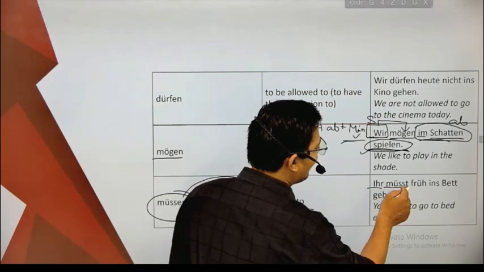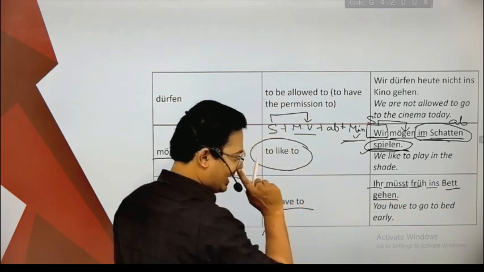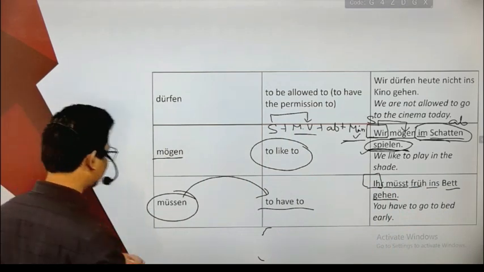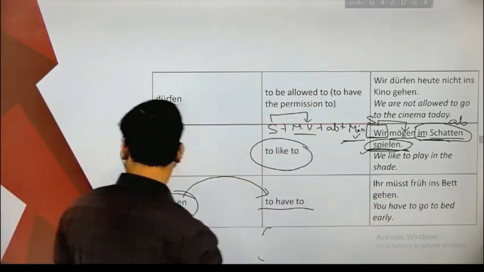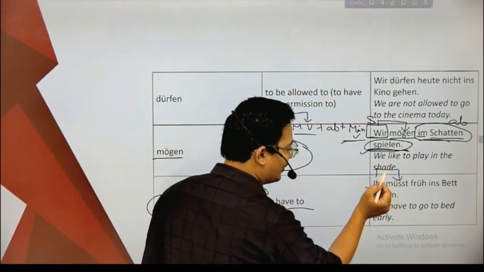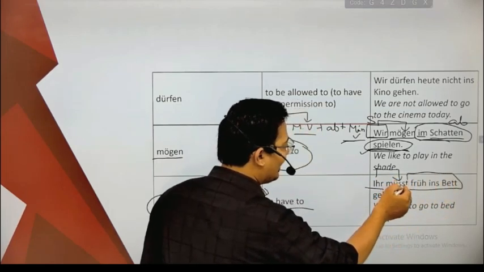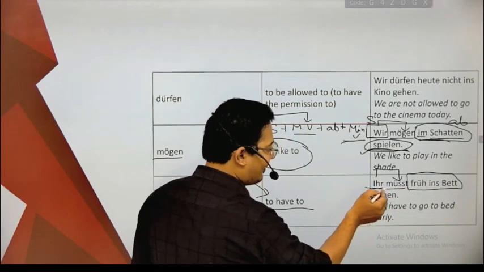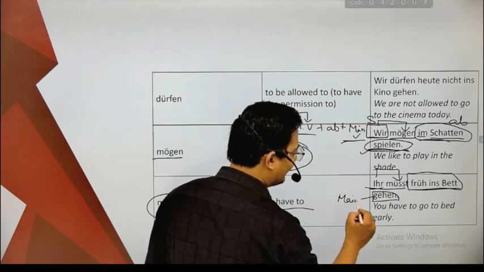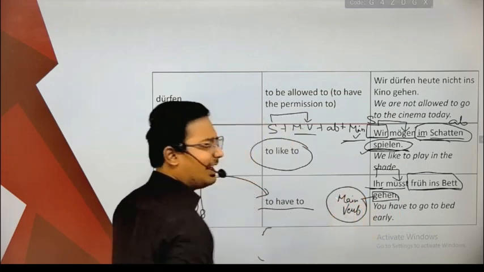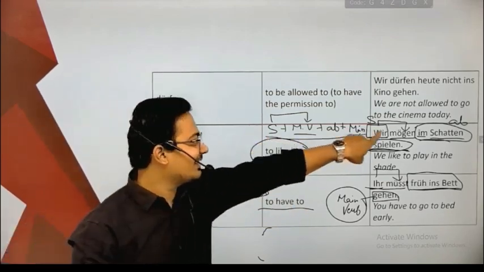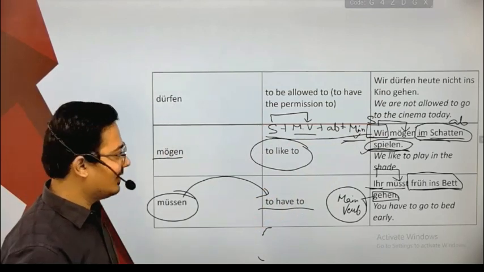Ihr müsst früher ins Bett gehen. See, the subject is ihr. So the conjugation, see in the copy, is ihr müsst. Früher ins Bett means early in bed. Subject, modal verb, object, gehen. Again, this is the main verb at the end. Simple. Understand? The same concept is going on with this structure. Okay, let's see the second page.